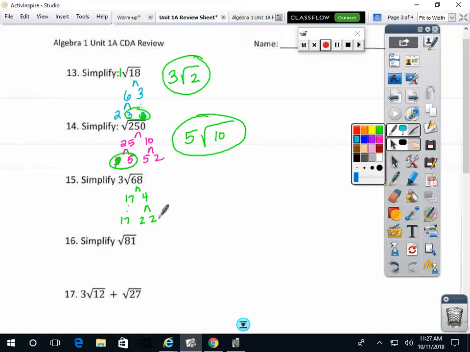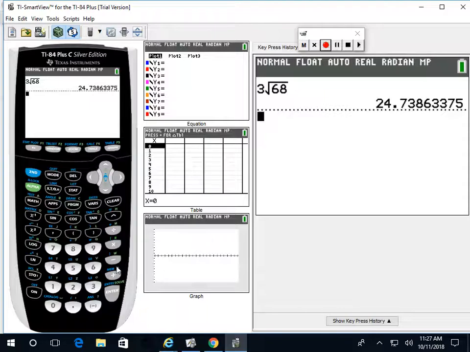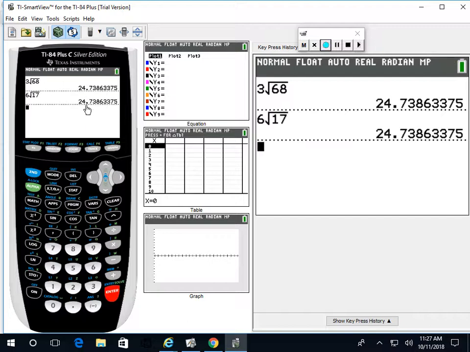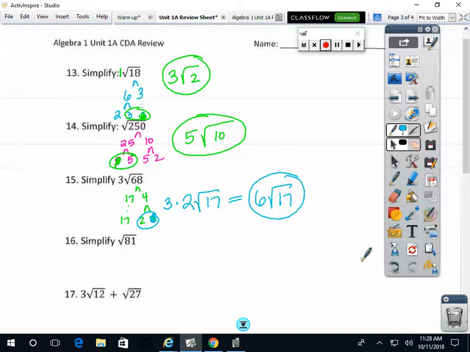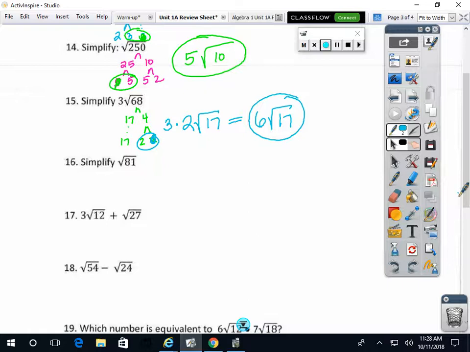Now I circle any pairs I have. I have a pair of 2s. One gets killed, one gets kicked out, and then the 17 goes inside. Is that the answer? What have I not done? Right, this 3 was already on the outside, so now it joins the 2 to make 6 on the outside. And now you will check that 6 square roots of 17 is the exact same thing as 3 square roots of 68, so that's how we know we did it right. Am I going too fast?